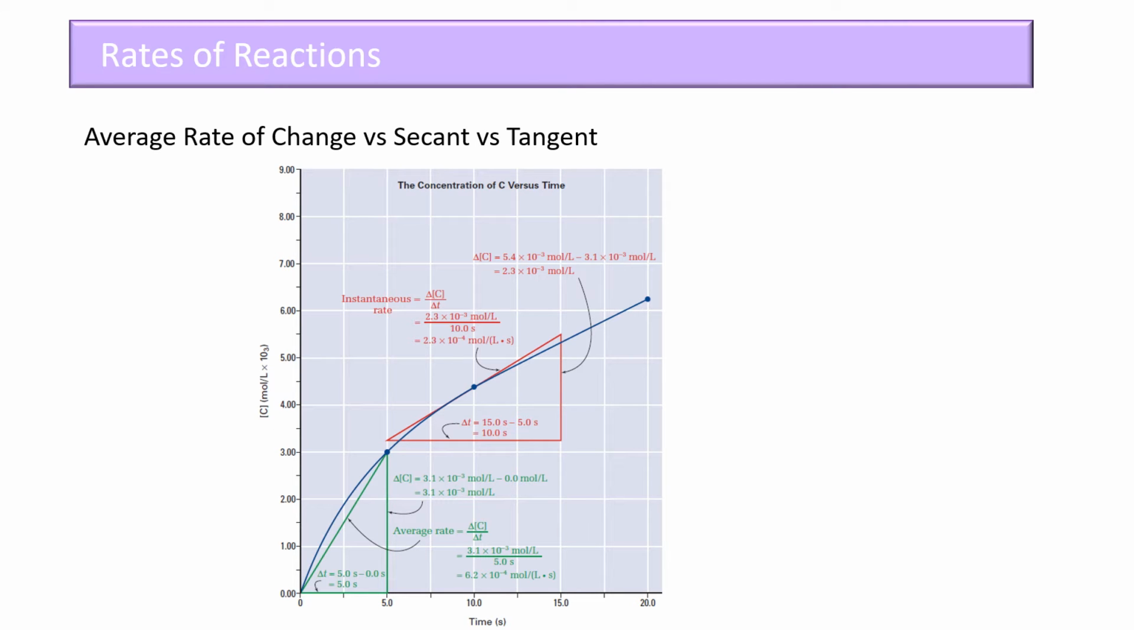So here is a graph comparing the average rate of change for a secant, shown in green, and a tangent, shown in red.